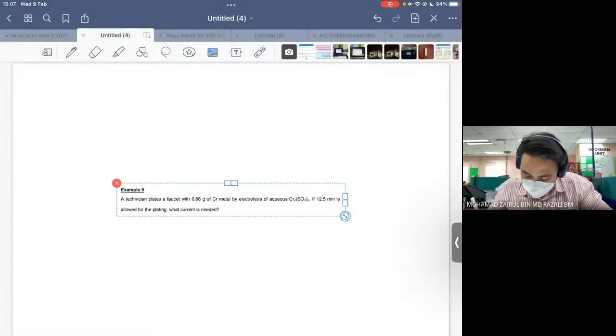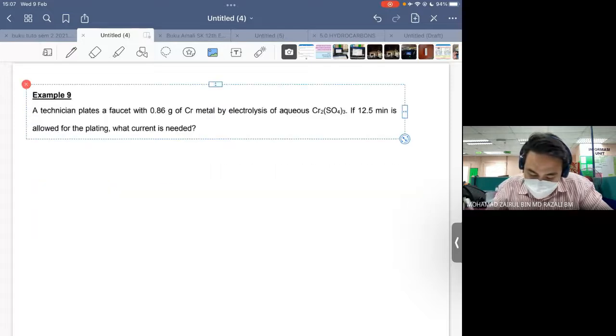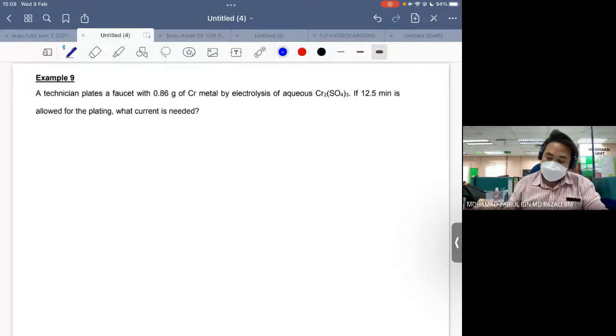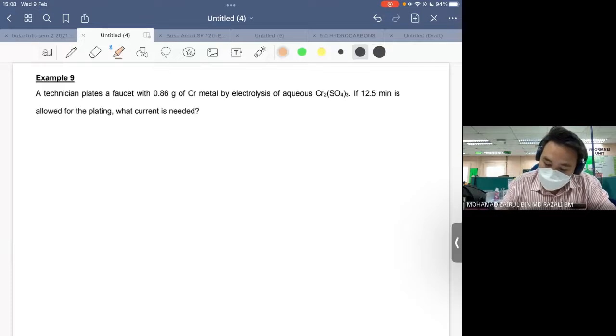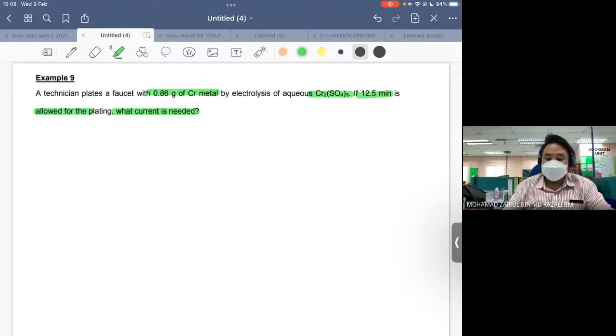Okay, so example 9, kalau awak tengok, a technician plates a faucet with 0.86 gram of chromium metal by electrolysis of aqueous chromium(III) sulfate. So if 12.5 minutes is allowed for the plating, what current is needed?